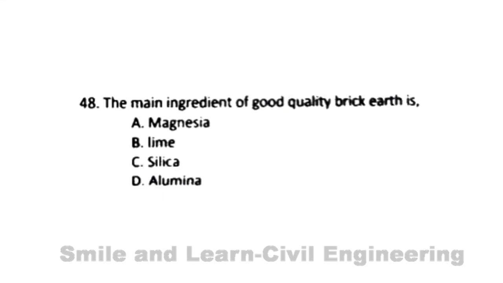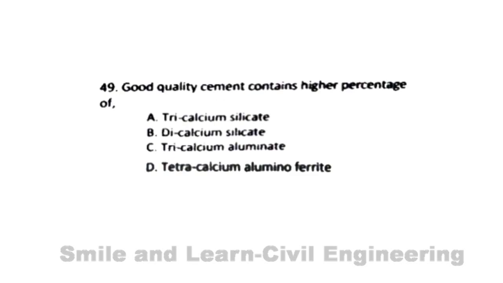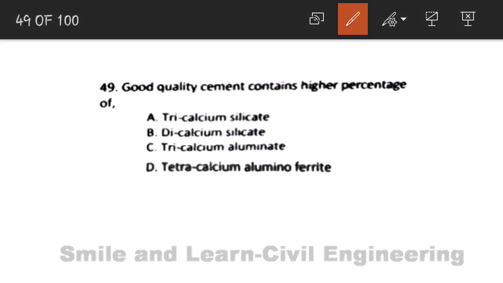Next question, main ingredient of good quality brick earth. We have discussed in previous paper also. Option D will be the correct answer, alumina. Good quality cement contains higher percentage of. Now this is very important. For a cement to be of good quality, the percentage of tricalcium silicate must be 50% because it provides the initial strength, and that is very important. So option A will be the correct answer, almost 50%.